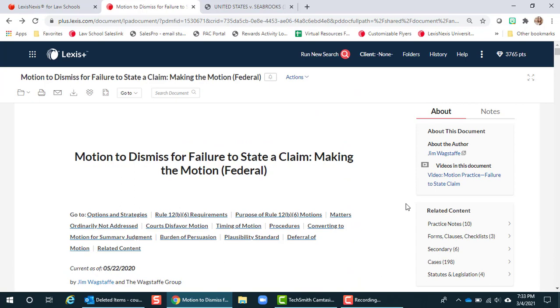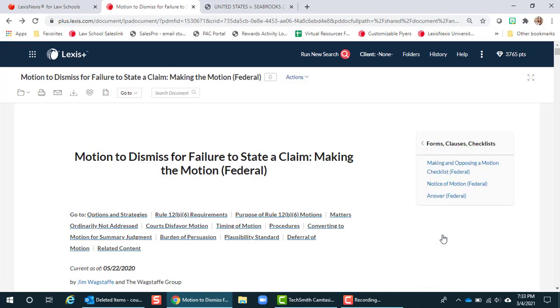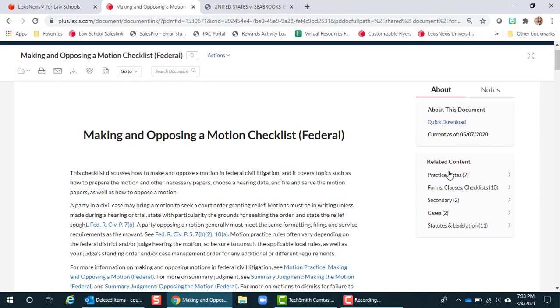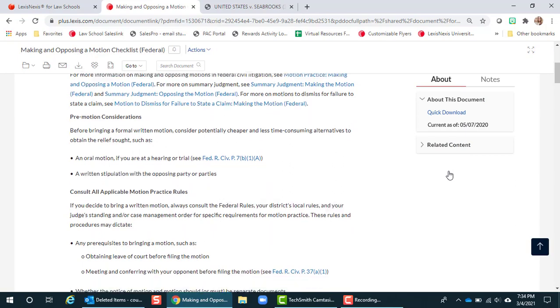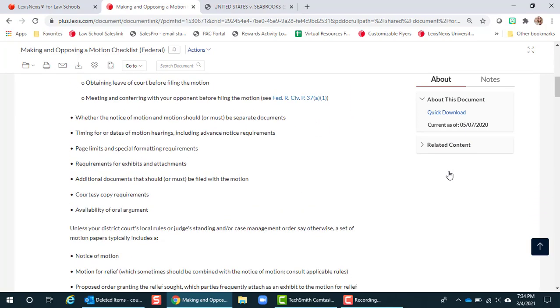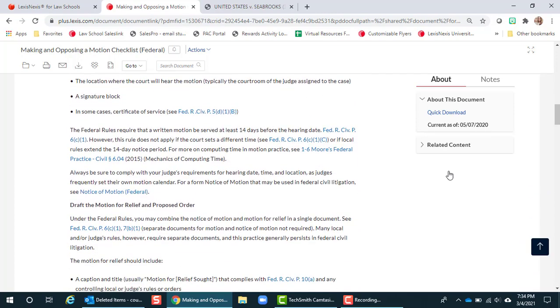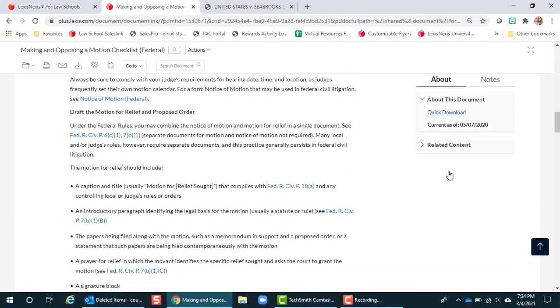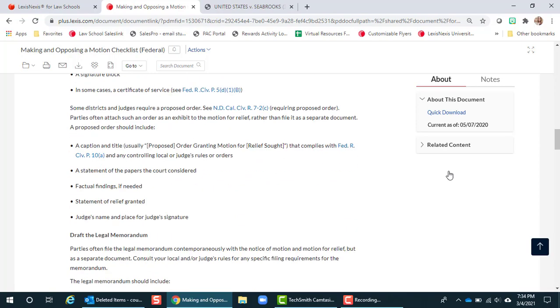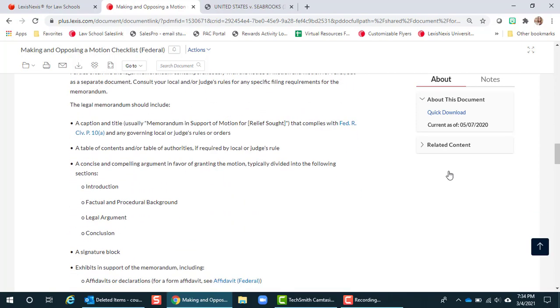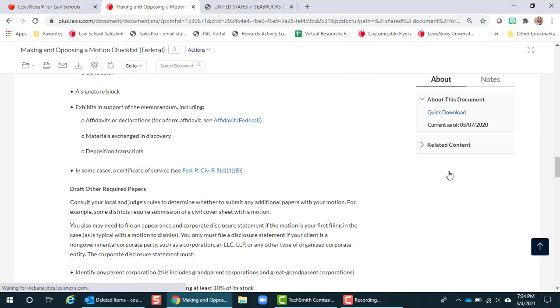What you're also going to see over on the right is anything else that you would need to complete this motion. So we've got forms, clauses, and checklists. You open that up and you have a handy dandy making and opposing a motion checklist that you can open up and review and make sure that you have everything that you need to make or oppose a successful 12(b)(6) motion. It's got everything that you need to include for the rules, what you need to draft, what to include in your motion for relief, everything that you can think of, just a handy dandy checklist there.